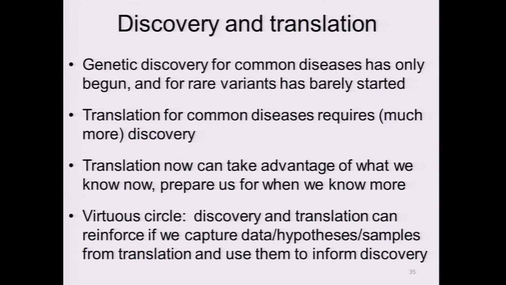Discovery and translation. Genetic discovery for common diseases has really only begun, and for rare variants, it's barely started. So translation for common diseases, to my mind, requires much more discovery before it's totally practical at large scale. Translation now can take advantage of what we know now for Mendelian diseases, in some cases for common, and prepare us for when we know more. And we can build a virtuous circle here if we take what we have from discovery and use it in translation, and then what we do in translation in terms of gathering data, hypotheses, samples, take that back to discovery and go back and forth.